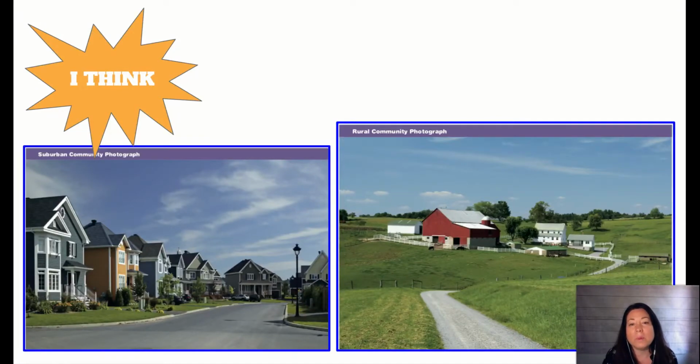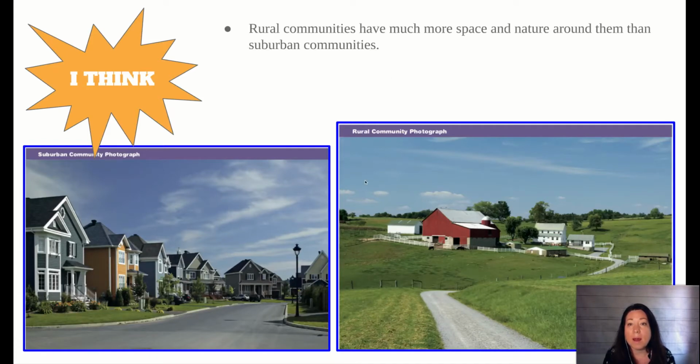Okay, so we just learned what a rural community is. But we also learned last time what a suburban community is. So now I can't help but think about what's different about these two communities. So I've put the two pictures here together for you to really look and think about what you're learning. So here is the suburban community, and here is the rural community. I think that rural communities have much more space and nature around them than suburban communities. Look at all this space. And even though the houses are further apart than in the city, there's still not as much nature as a rural community.